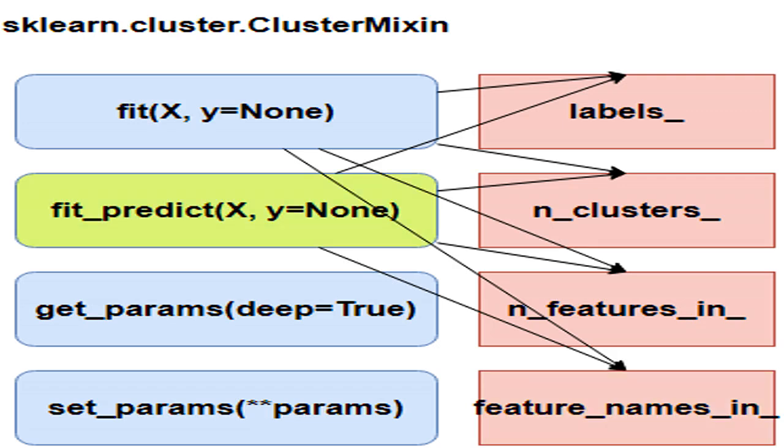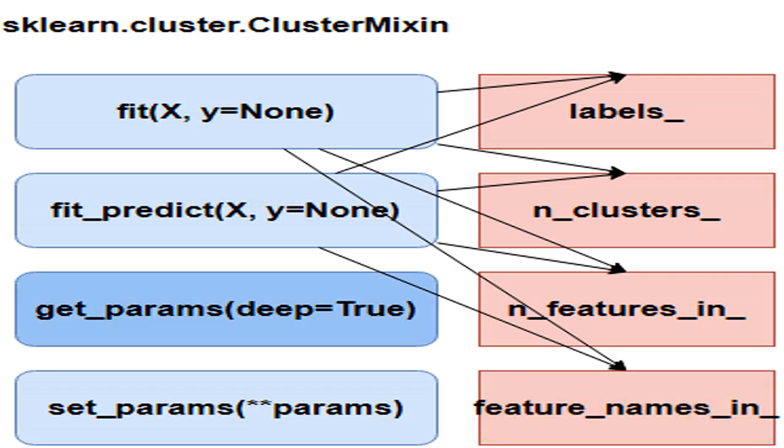fit_predict(X, y=None): fits the model to the data and then returns the cluster labels for each data point. labels_: a list or array that assigns a cluster label to each data point in X. n_clusters_: the number of clusters that the model has identified in the data. n_features_in_: the number of features in the input data X. feature_names_in_: the names of the features in the input data X.